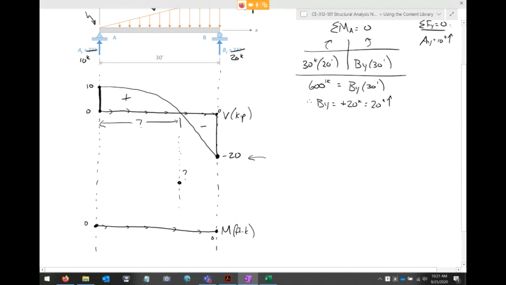And I don't know how the area is under the shear diagram. It's a weird parabolic shape. It's not a rectangle or a triangle. I have no idea what that area is. I have no idea what this area is. I know from statics, those two areas better have the same magnitude. I don't know what they in fact are.